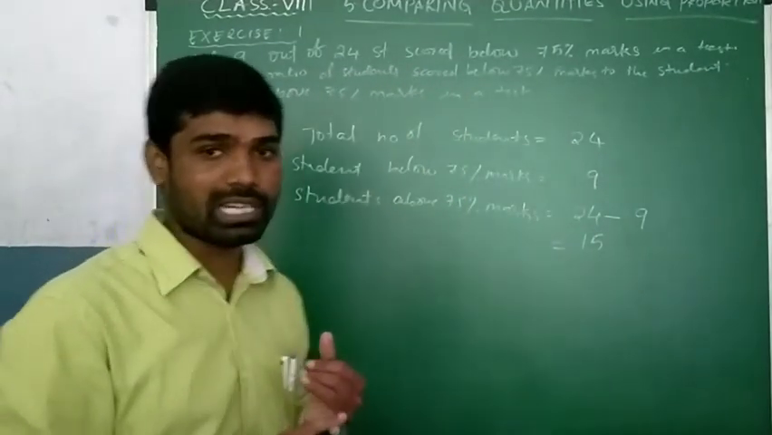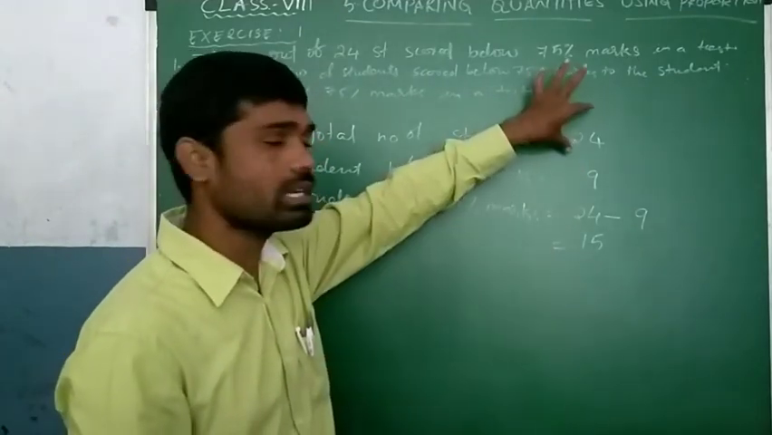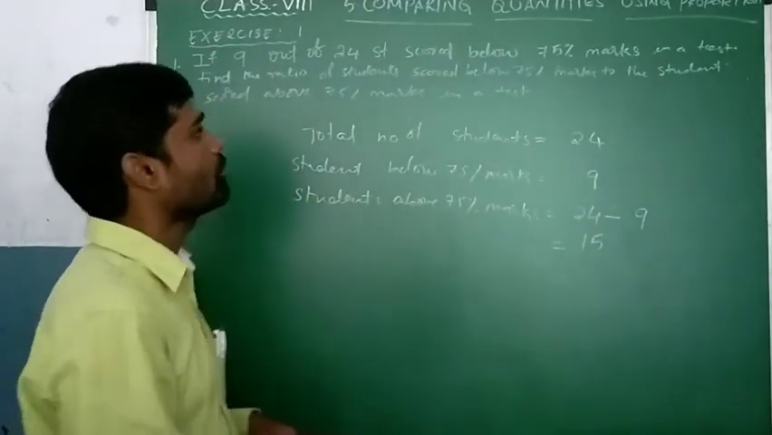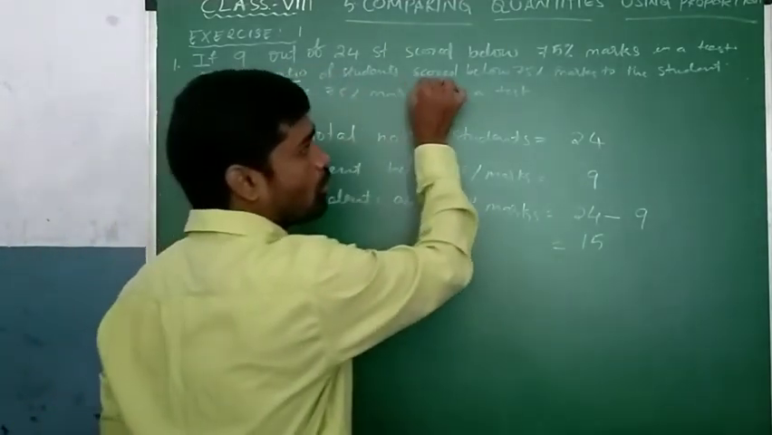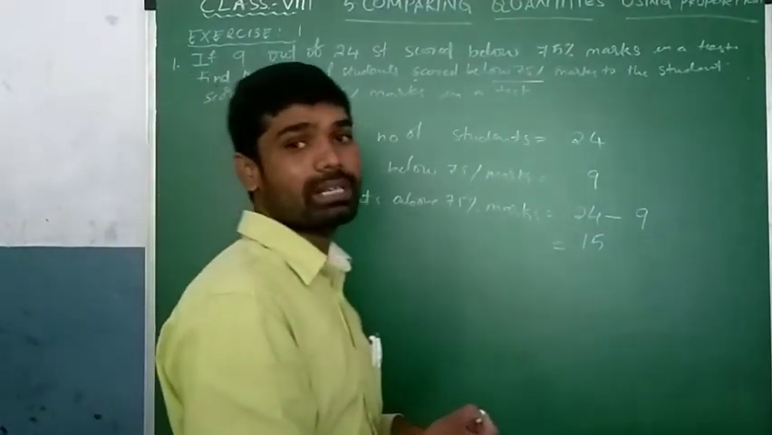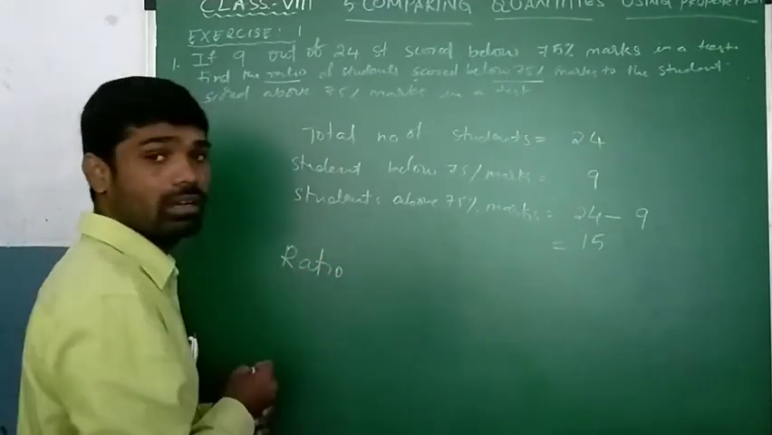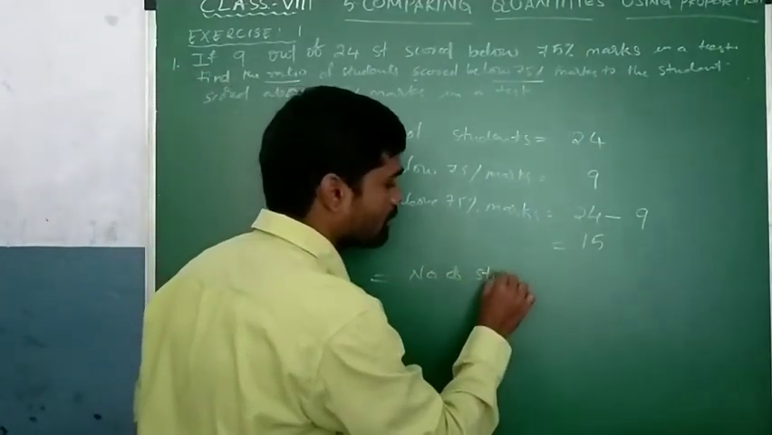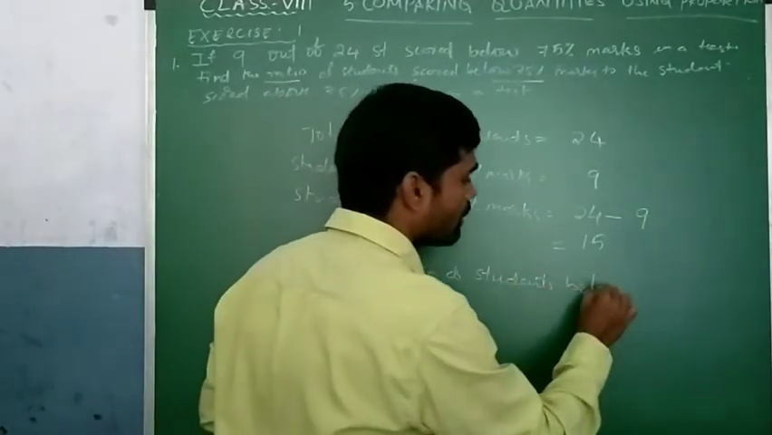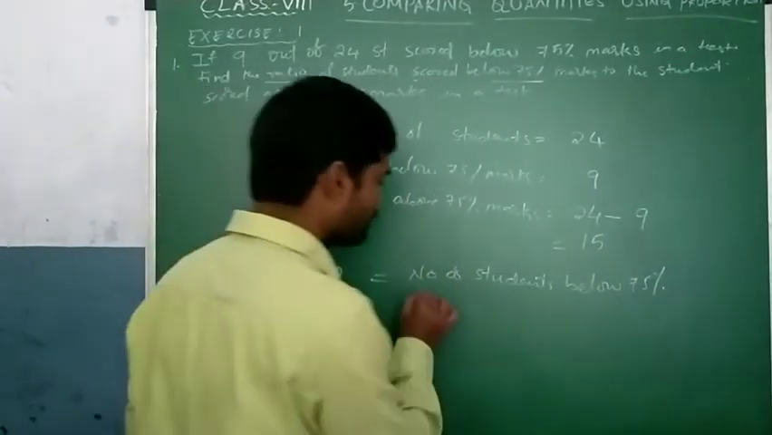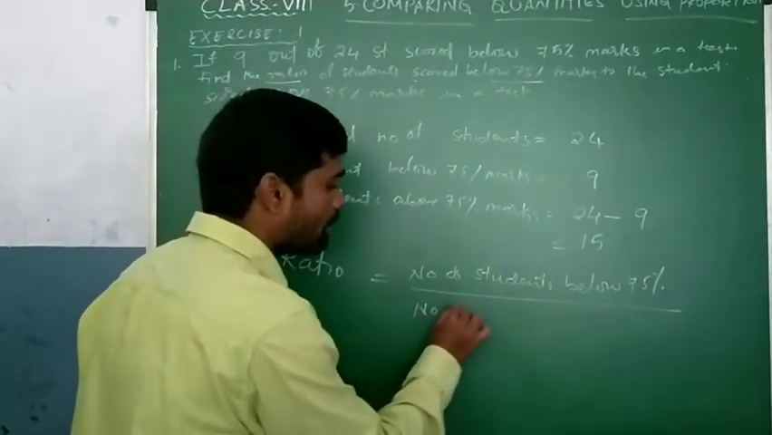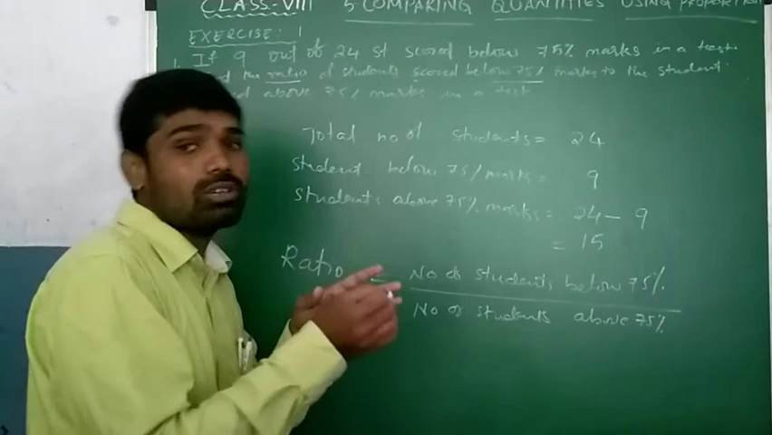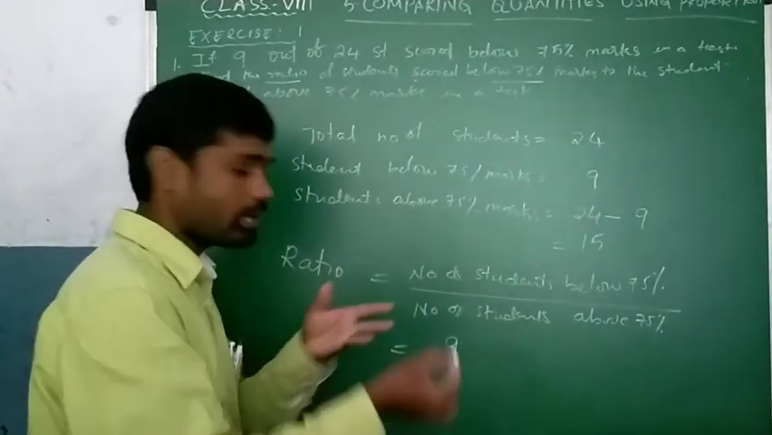So now we have the total number of students, 24, with 9 below 75% and 15 above 75%. Now we can go to the ratio. What is asked is the ratio of the students who scored below 75% to those above 75%. That is, the number of students below 75% marks to the number of students above 75% marks. It is very clear: below is 9 and above is 15.